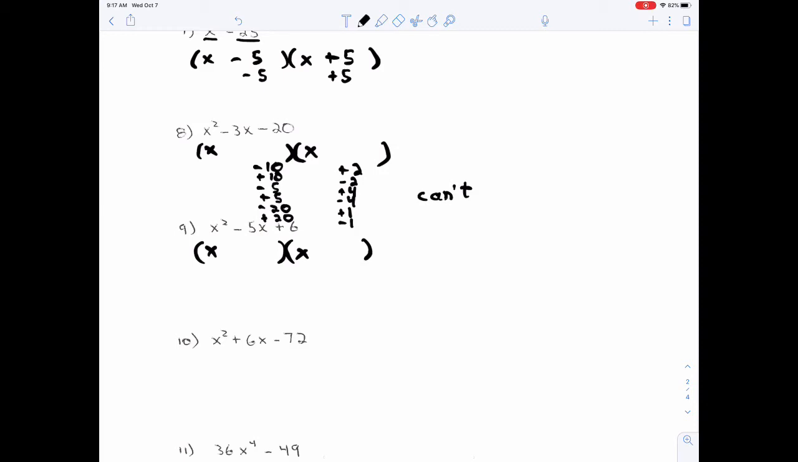So anyway, is there a greatest common factor? No. Difference of two squares or trinomial? Yes, it's a trinomial. So x times x gives you x squared. What gives you positive 6? A minus 2 and a minus 3. Will that give you negative 5 in the middle? Yes. That's simple. If you did plus 2 and plus 3, you saw it gave you a positive 5 in the middle, so you just switched the two signs.